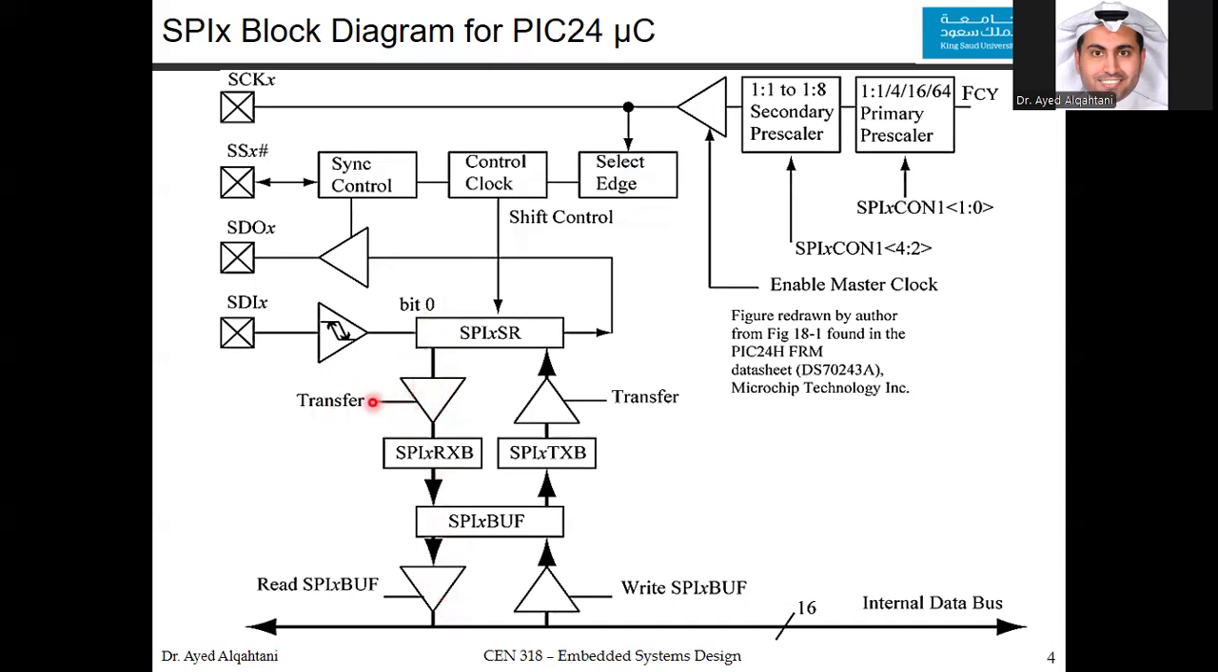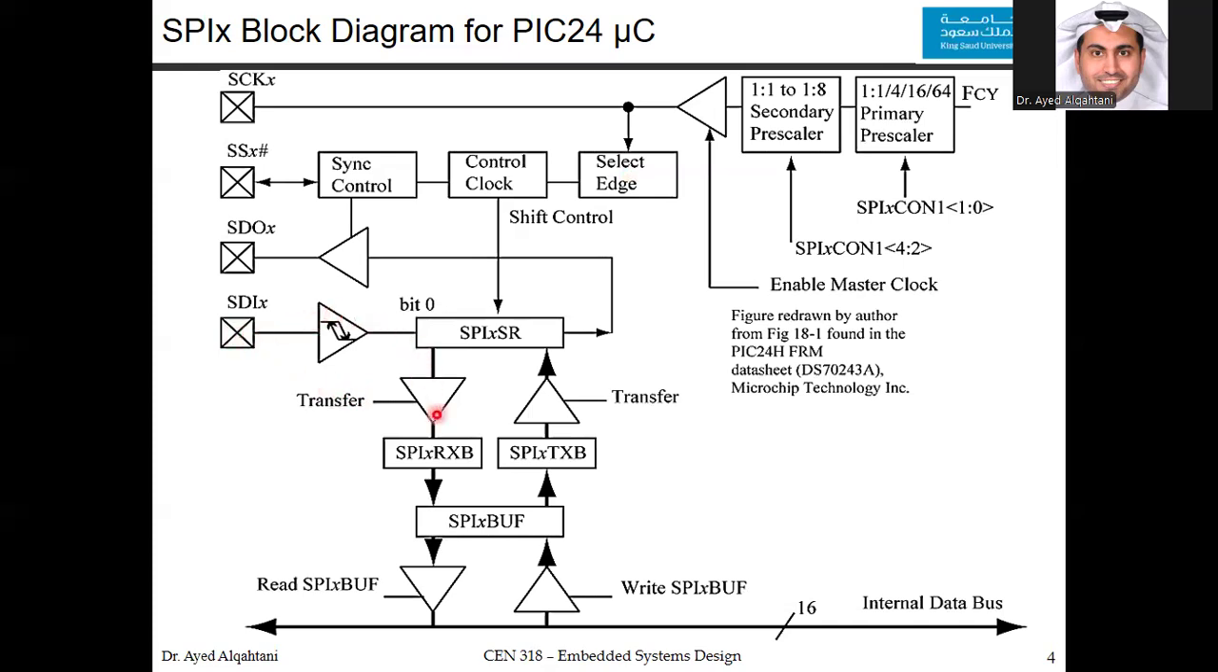So you have a buffer with certain control to transfer it to the receiver buffer, or the SPI RX buffer. And from that, you send it also to the shared buffer that is called the SPI buffer. This buffer is very important when we code. So in the code, you will see that we always read or write to this buffer based on the direction.